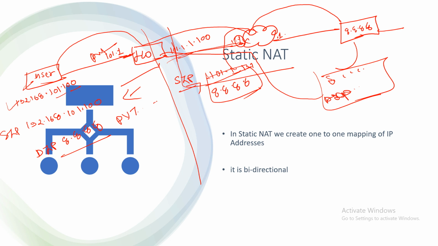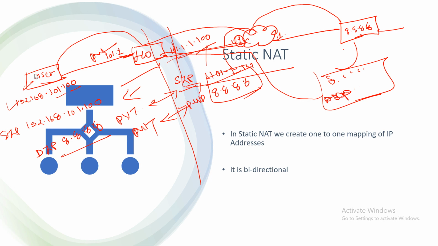So we can say private to public and public to private. Okay, clear? By using only the single interface IP, the packet will be generated and sent to the destination, and the destination will reply with its source IP, and the destination IP will be our single interface IP. The packet will come to the firewall, and after the firewall it goes to the user. This kind of scenario happens in static NAT.